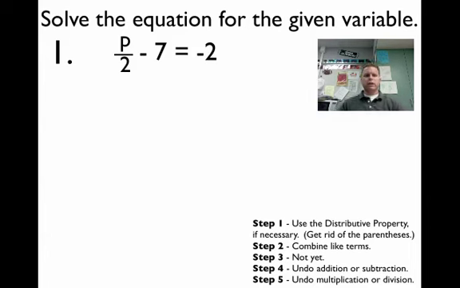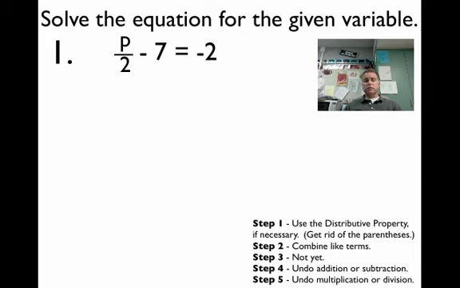Okay, today we have a short lesson. I'm just going to go over three problems, and the first problem we have is p divided by 2 minus 7 equals negative 2. Go through the 5 steps. If you don't have them memorized, then have out your guided notes and use the steps that I've given you to help you solve the problems.